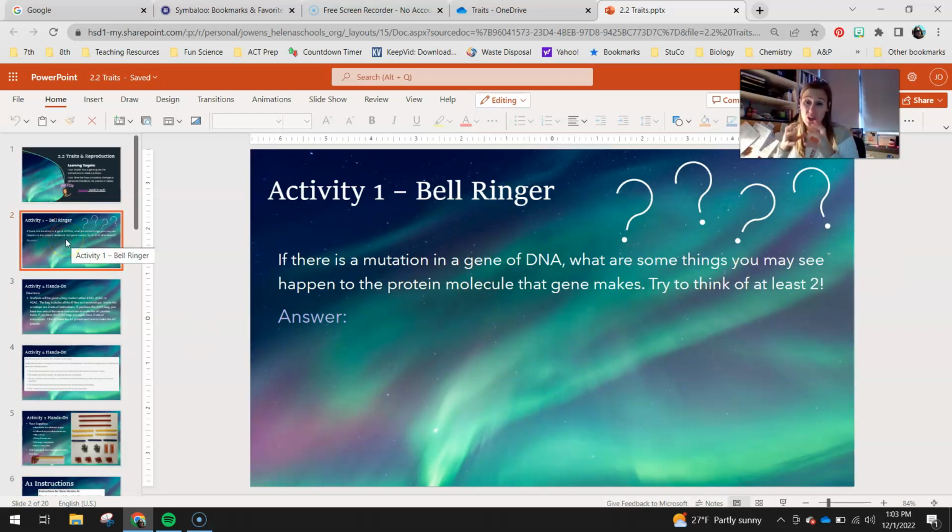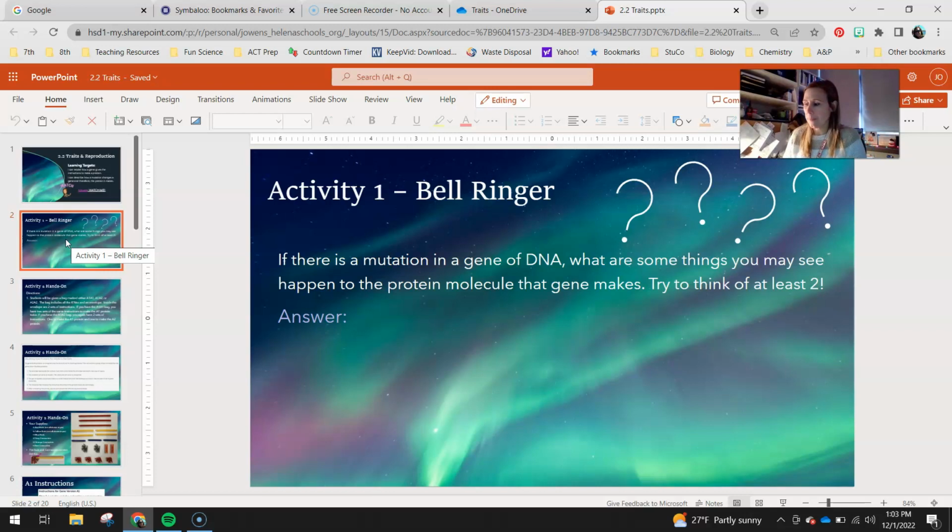Again, remember that the structure of the protein is really important to the job it performs. It's kind of like a key in a keyhole. So if we mess up the key, what are some ways we can mess it up, and how would that affect its job? If you need to take a second, pause and complete activity 1, and then we will move on.